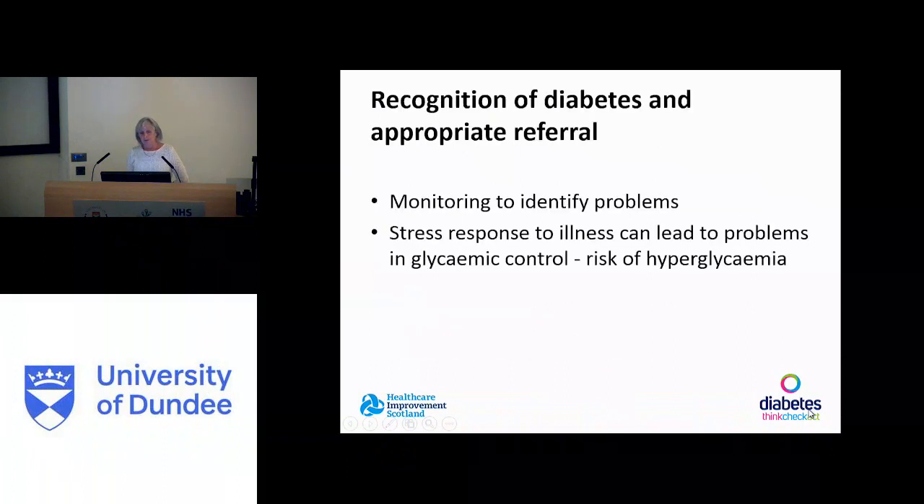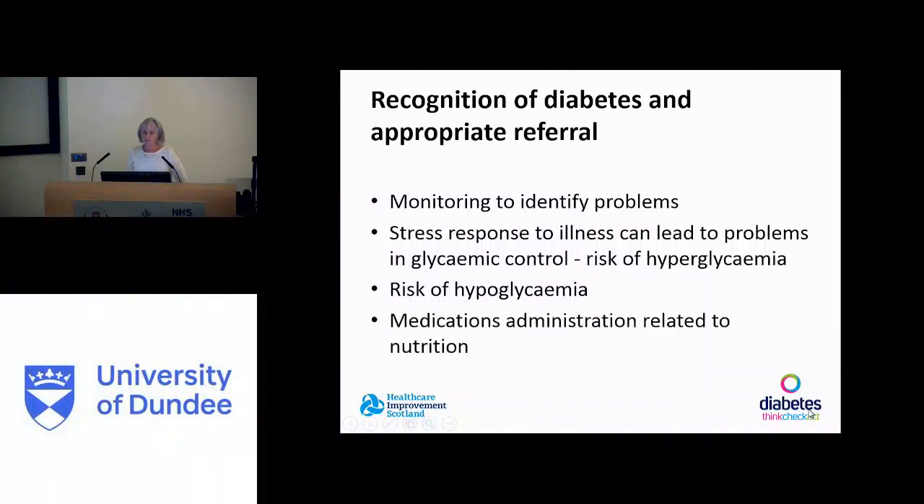So why is it important to recognise people and refer them to the diabetes team? We need good monitoring to identify any problems that are caused by illness. The stress response to illness is to put the blood glucose levels up. People take medications for their diabetes that put their blood glucose levels down. So we need to recognise people who have diabetes so we make sure that they are monitored appropriately.